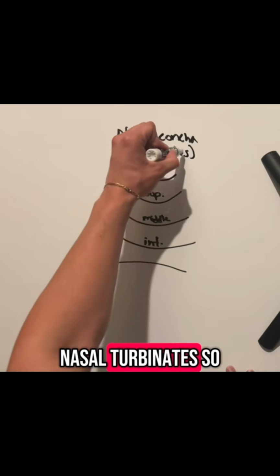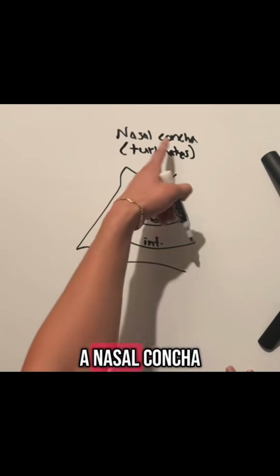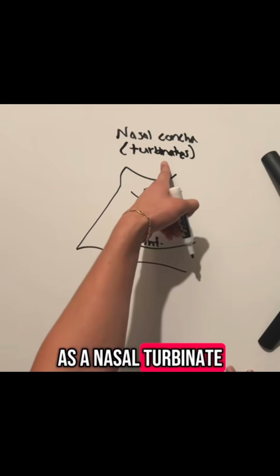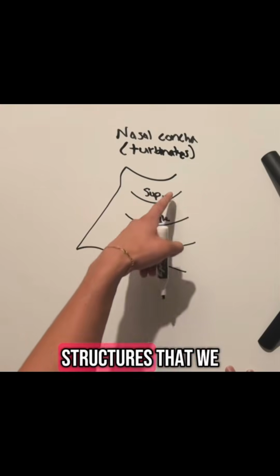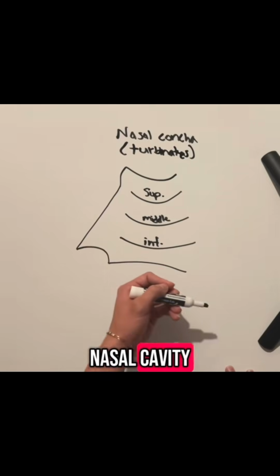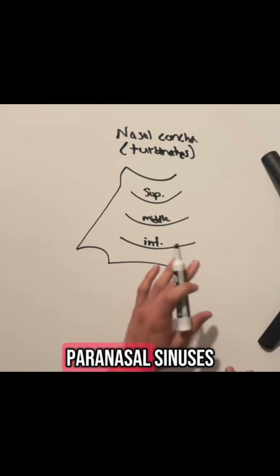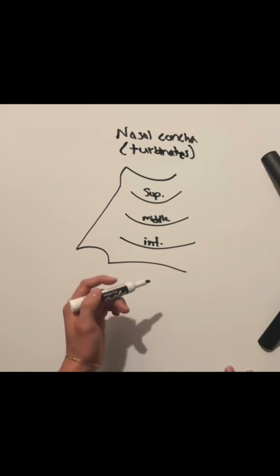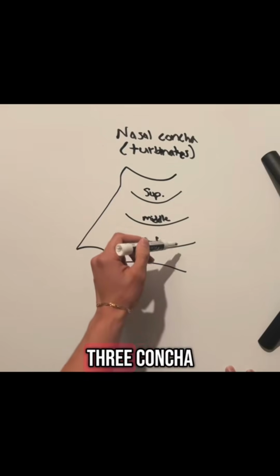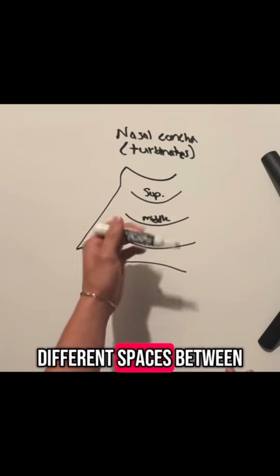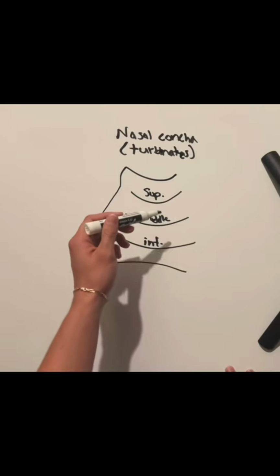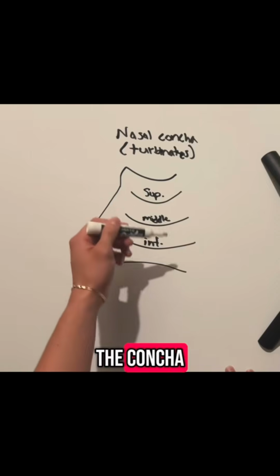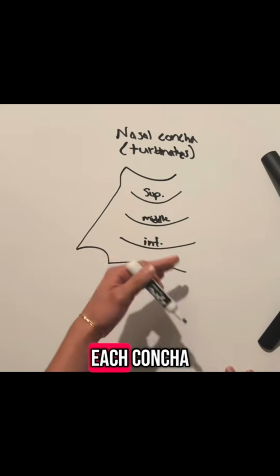Nasal turbinates. So a nasal concha is also known as a nasal turbinate. And these are structures that we find within the nasal cavity, and they are associated with the paranasal sinuses. And so just as we have 3 concha, we have 3 different spaces between the concha, but specifically below each concha.